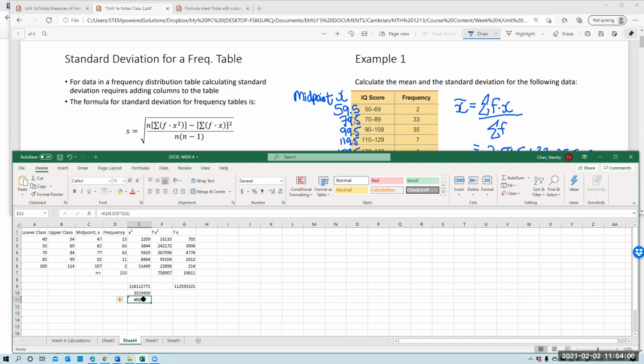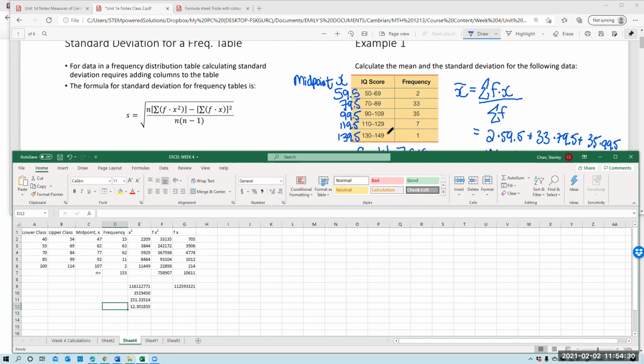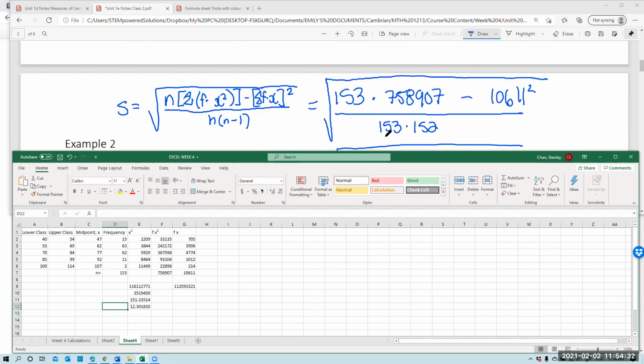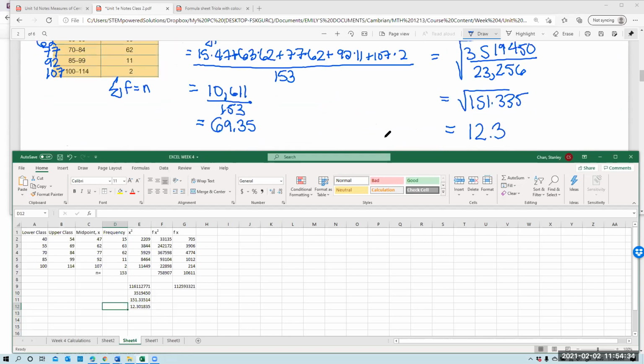Oop, I think I must have made a mistake there. Oh yeah, I did. So basically I have to tell it to divide. So that's 151. And then I'm going to tell Excel to square root all of this. So now I get the standard deviation is equal to 12.3, and I just want to double check what I got over here. So I got 12.3.